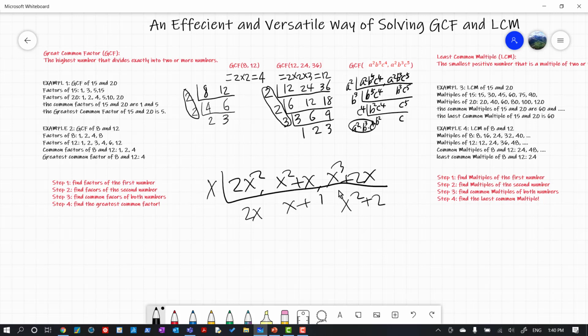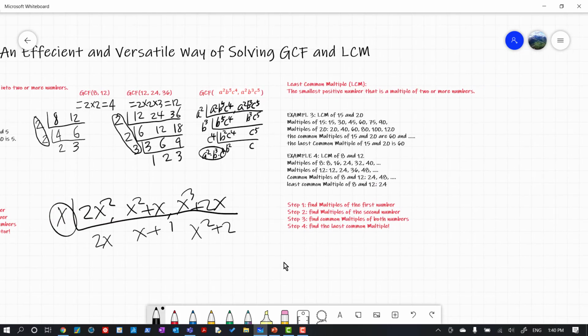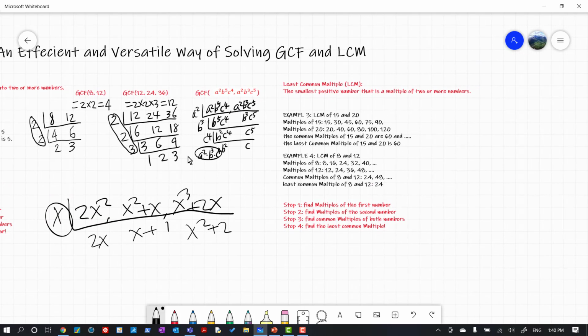So can you extract further from the second layer? Probably no, right? So obviously, this is the GCF. So that's the way to figure out the GCF. So how can this way be used to calculate the LCM?